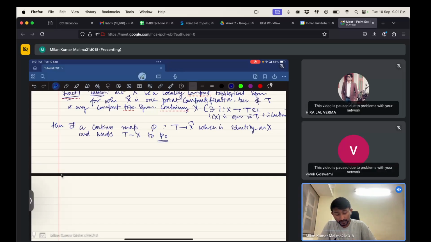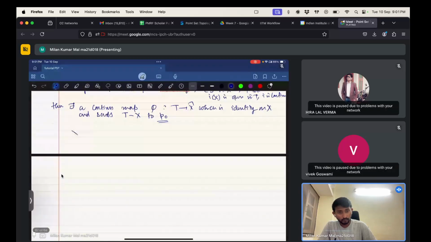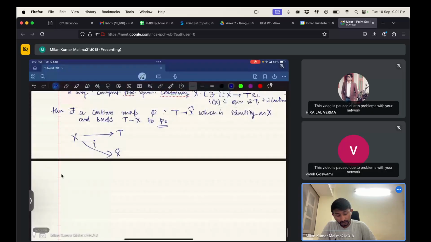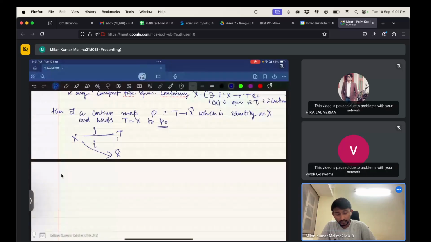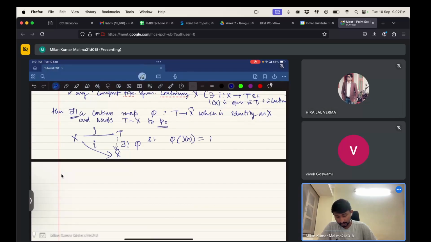So basically the idea is that suppose I have X, and this is X cap, the one point compactification, and suppose this is T. We have an inclusion, named J. Then there exists a unique map phi such that phi of Jx equals Ix for all x belonging to capital X.